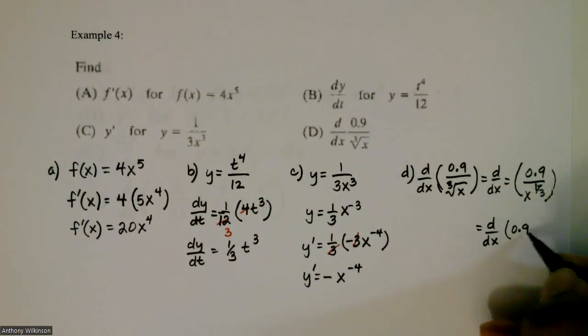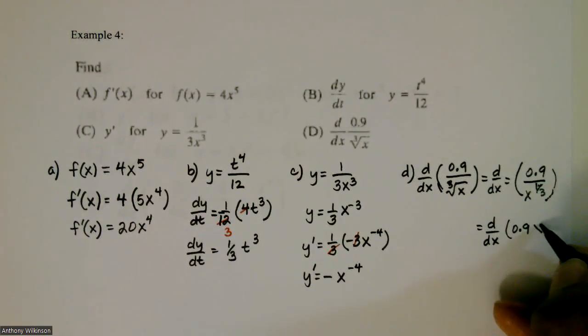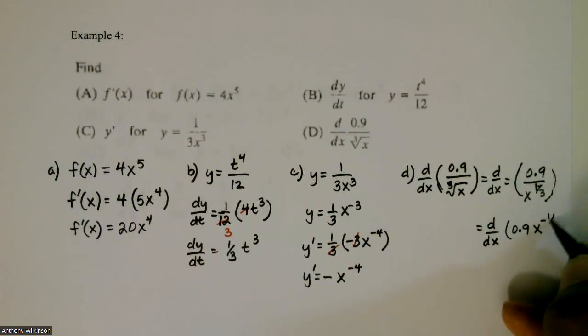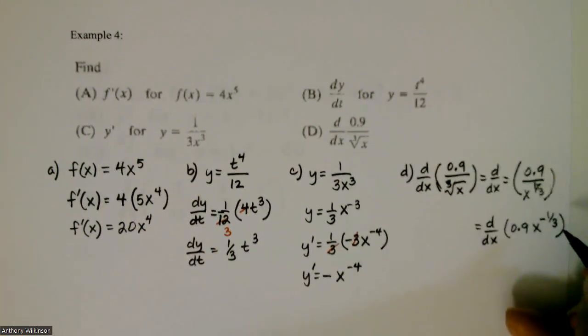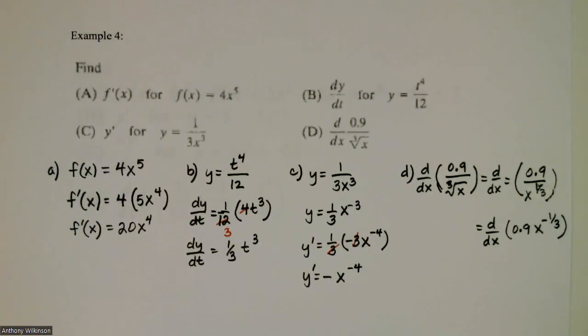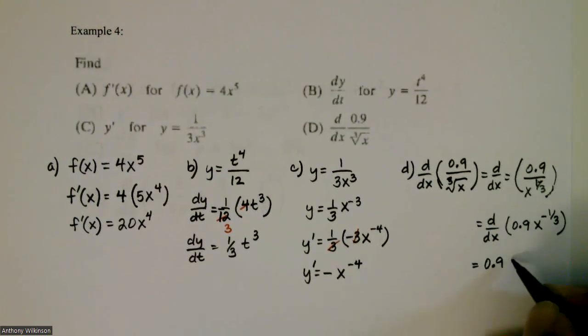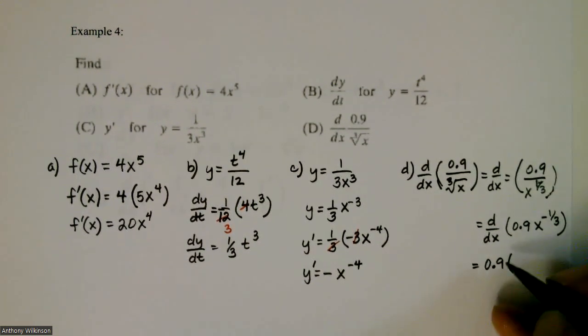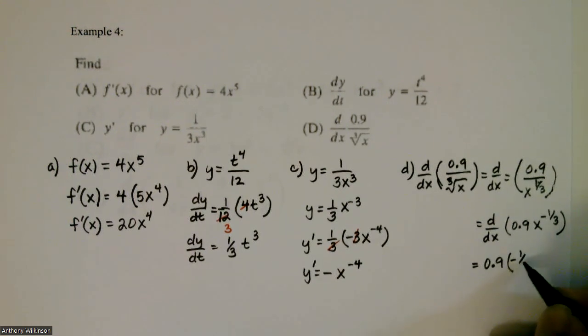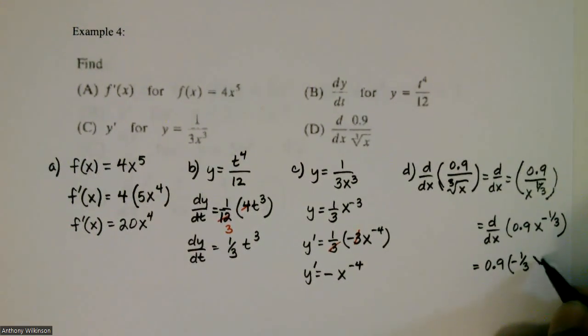I have the 0.9, but the x can come out of the denominator, but that 1/3 will have to be negative. So the 0.9 x to the negative 1/3 that we want to take the derivative of with respect to x. Now I can take that derivative by bringing over the 0.9, but for the derivative of x to the negative 1/3, I'll bring down the negative 1/3 times x. And I'll write this out as negative 1/3 minus 1.